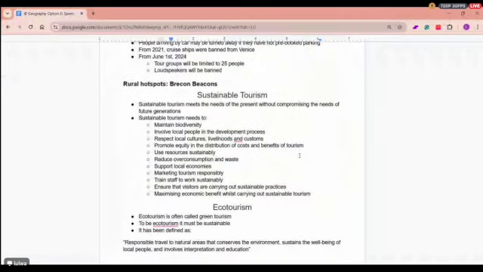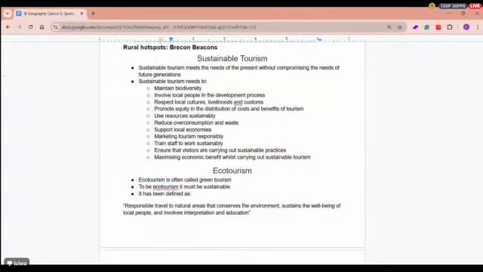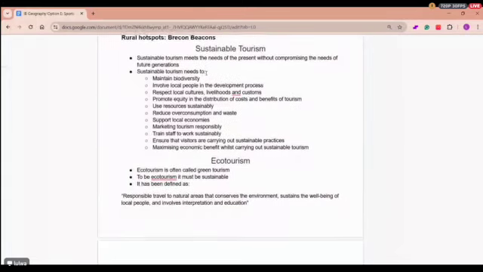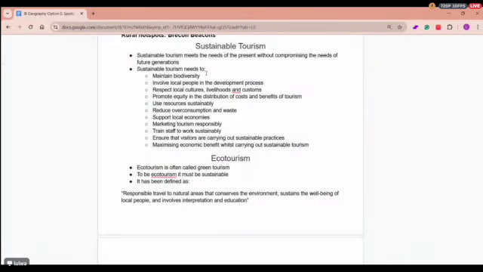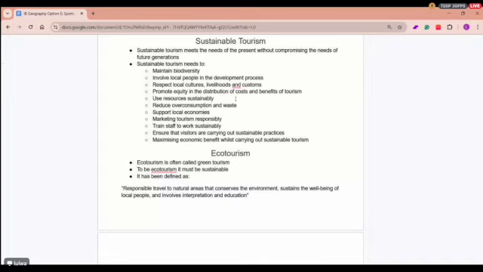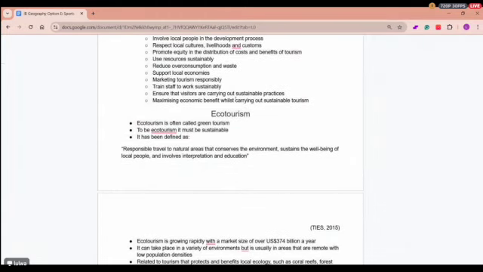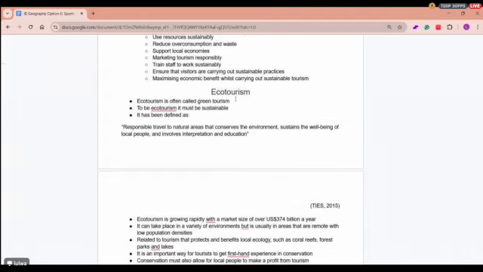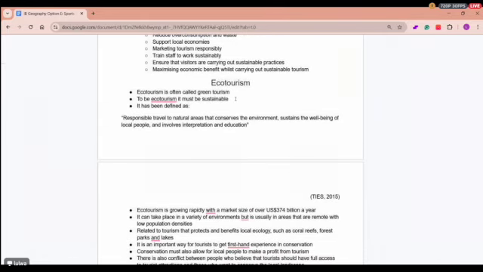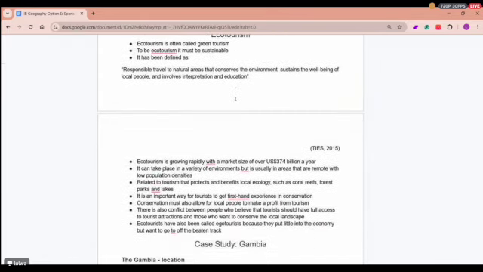So, what about sustainable tourism? Sustainable tourism meets the needs of the present without compromising the needs of future generations. Sustainable tourism needs to maintain biodiversity, involve local people, use resources sustainably, and reduce overconsumption. So, ecotourism is often called green tourism, and to be ecotourism, it must be sustainable. And ecotourism is rapidly growing.